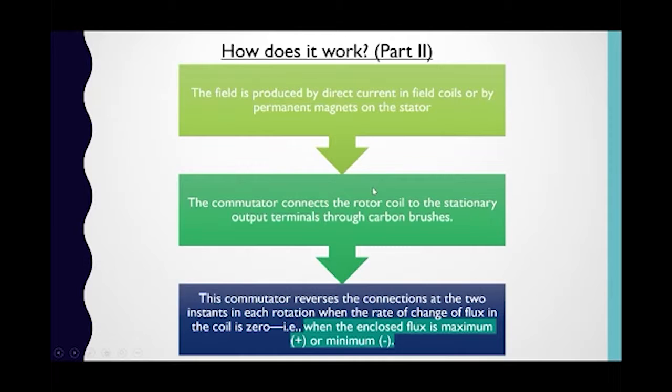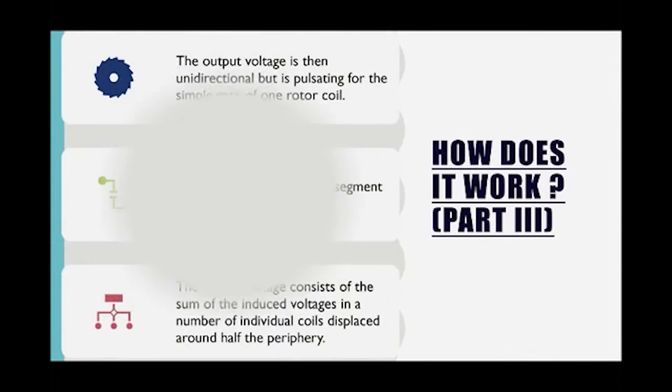After this, the commutator reverses the connections at the two instants in each rotation when the rate of change of flux in the coil is zero, for instance, when the enclosed flux is maximum or minimum. Alright, it's positive, negative. So this is my next part, my storyline.